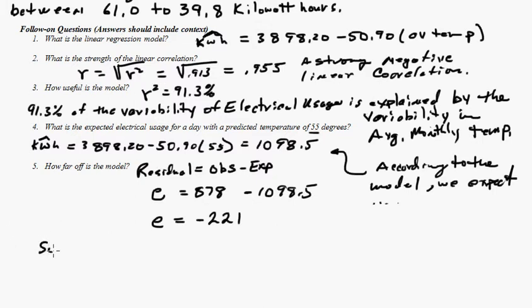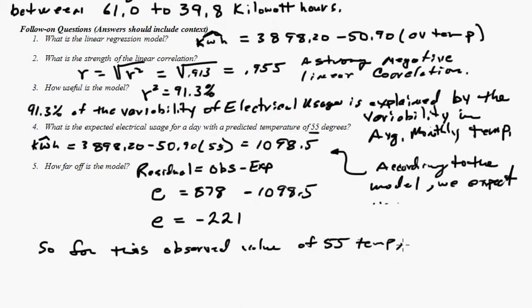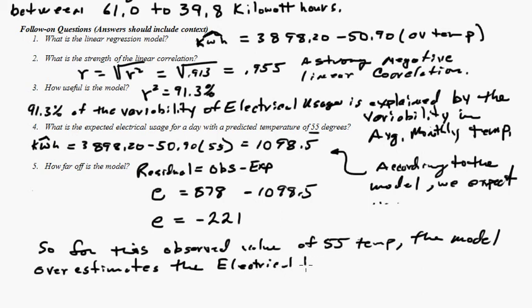Okay, so for this observed value of 55 temperature, the model overestimates the electrical usage, because the model is bigger than the observed.